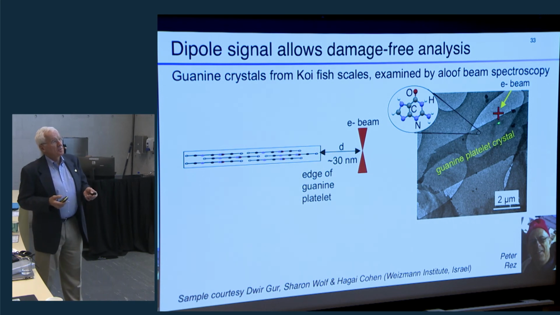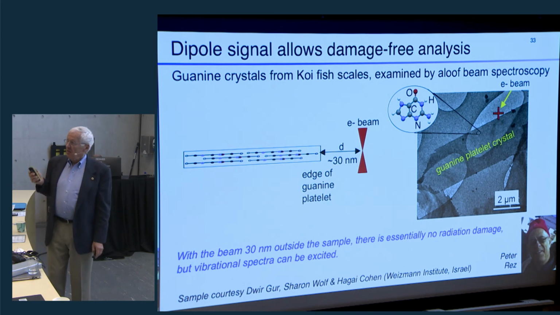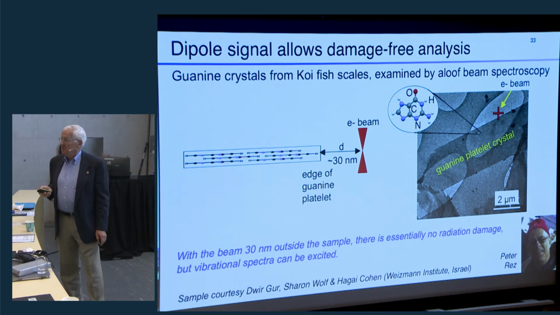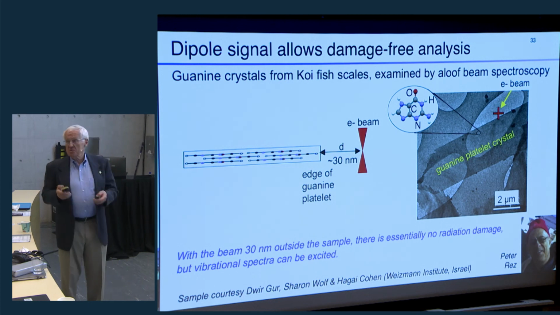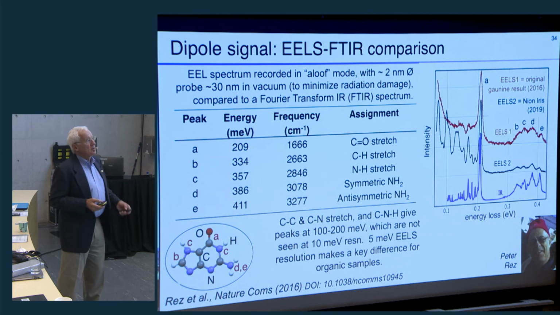The dipole scattering, if I put the beam outside the platelet like this, say 30 nanometers away from the edge of the platelet, we will get spectra that are essentially very similar to infrared spectra. And there's no radiation damage because we're not illuminating the sample directly. So you get spectra such as this.